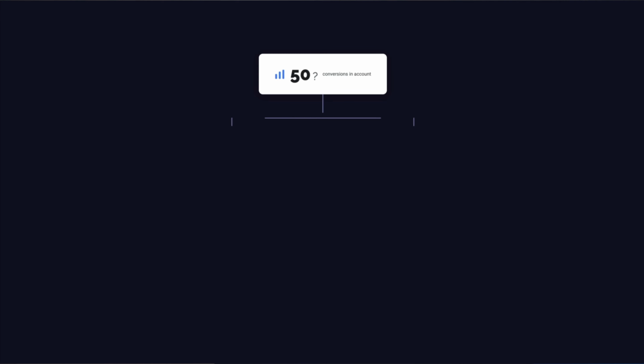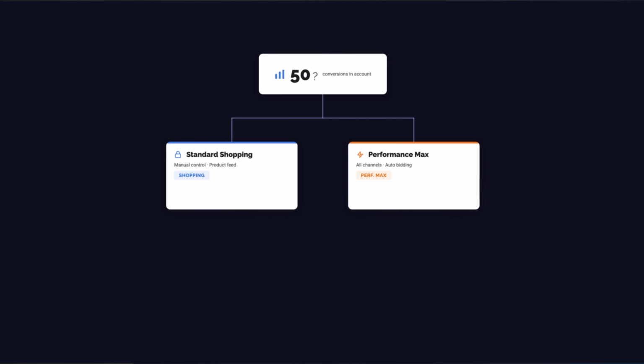Campaign number 2, shopping or performance max. This is your main prospecting campaign for cold audience. People searching for what you sell, whether or not they've heard of you. So, should you go with standard shopping or performance max? PMAX needs conversion data to work well.